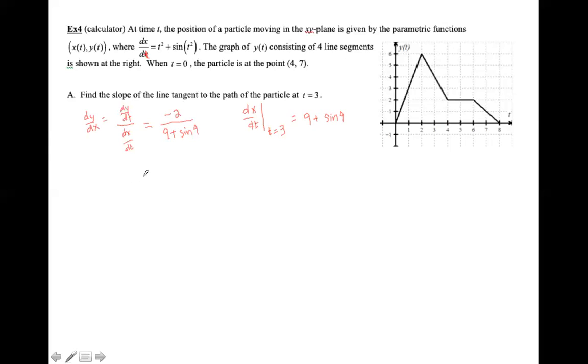So in this case, that is going to be equal to about 9.6, oh no, negative, oops, I'm looking at the wrong problem, sorry. dy/dx at t equals 3 is about negative 0.212. Okay. Let's look at part B.